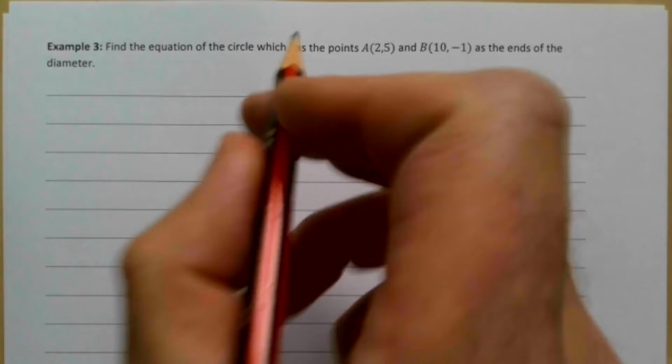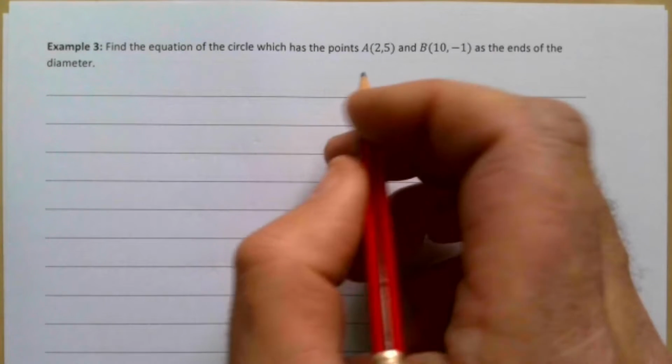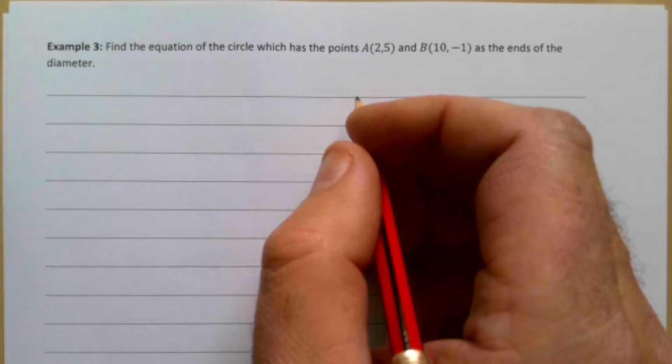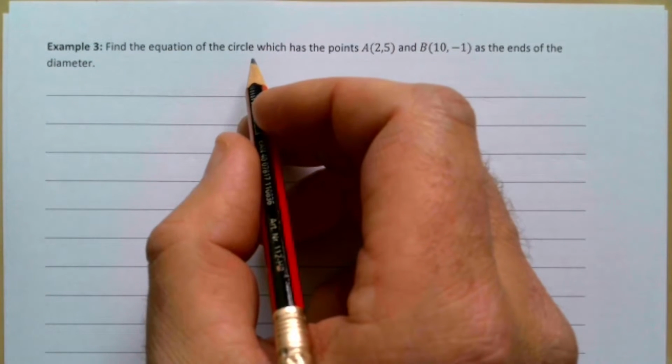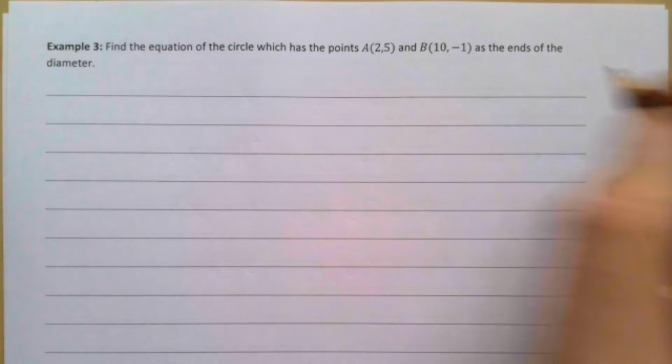Find the equation of a circle which has points (2, 5) and (10, -1) at the ends of the diameter. The secret to this, and I say this quite often, is if you want to find the equation of a circle, you need to find the centre of the circle and you need to find the radius. So we need to think about how we can do that.